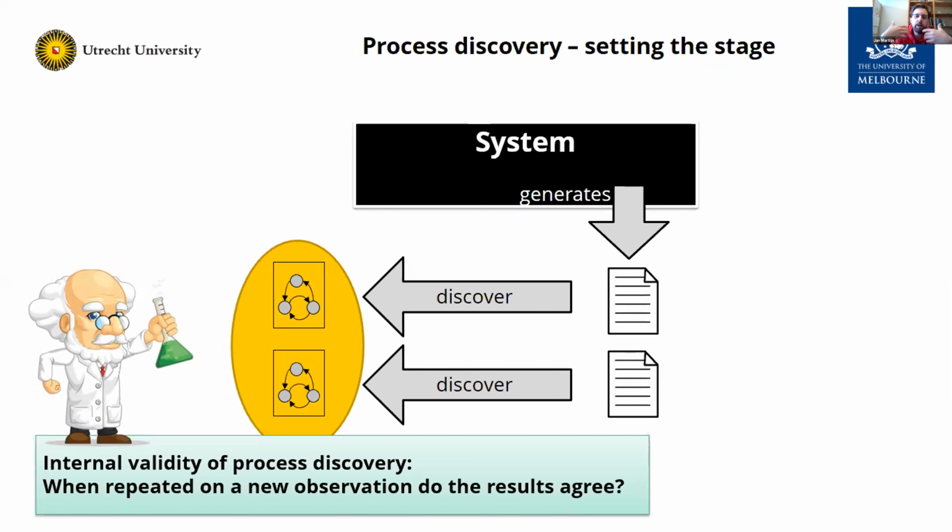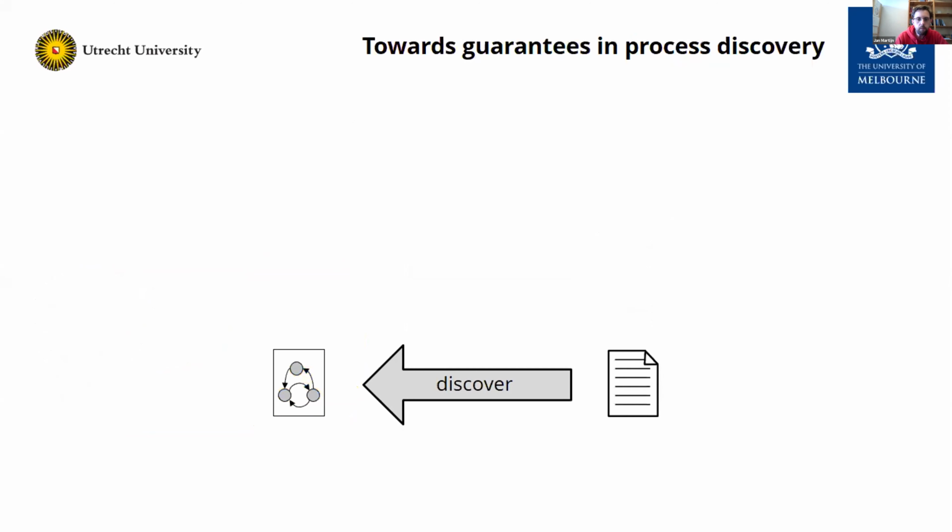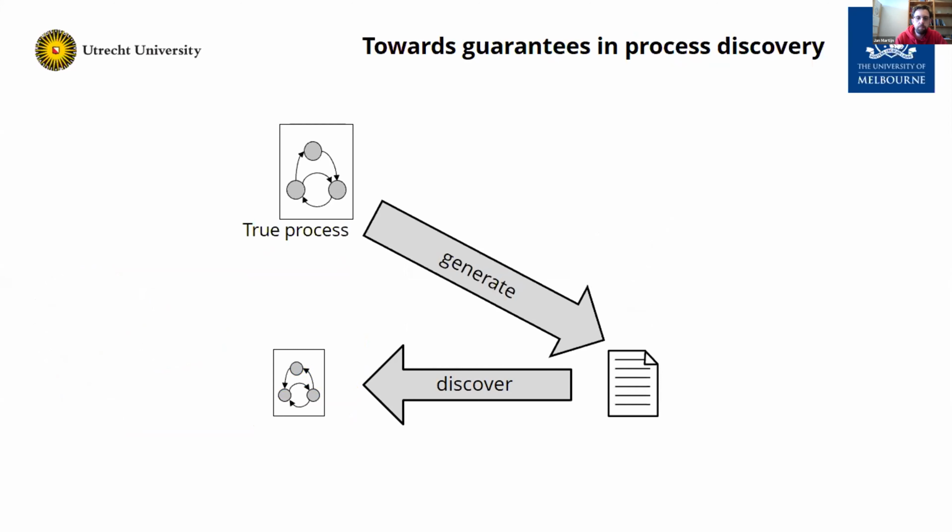So that way we wanted to get an understanding of how good is our process discovery, and if we apply it, how confident can we be in the results of process discovery? So we would like to have this type of guarantees. And one way to look into these guarantees is to say, well, there's some kind of true process, might be unknown, we don't know yet, and it generates this event log. And this event log then is used to discover a process model, and then we're interested in what's the quality of it. How does this discovered process relate to the true process?